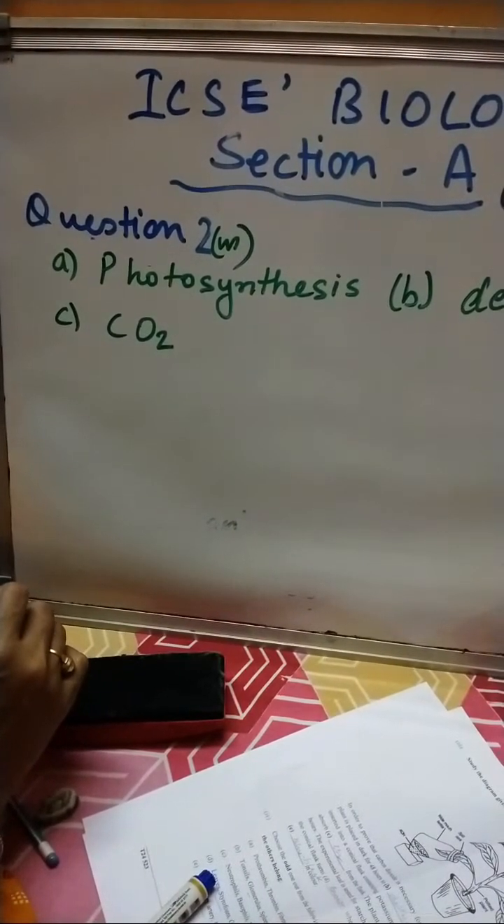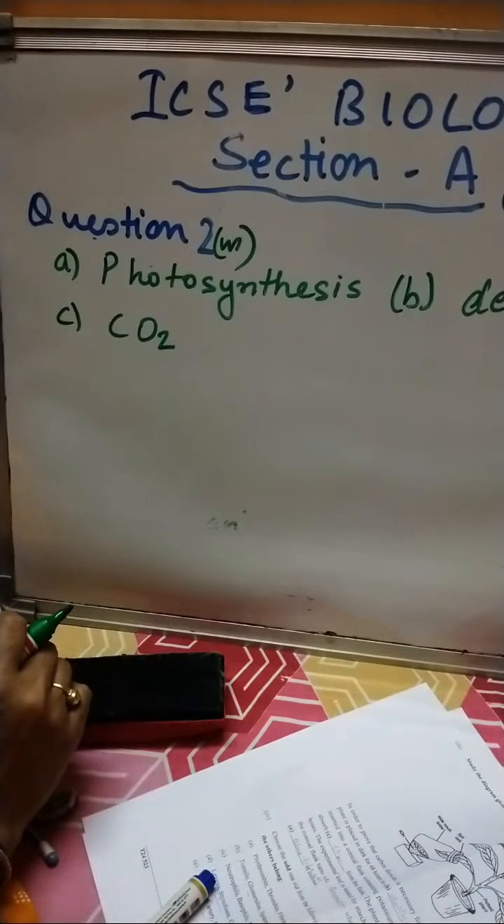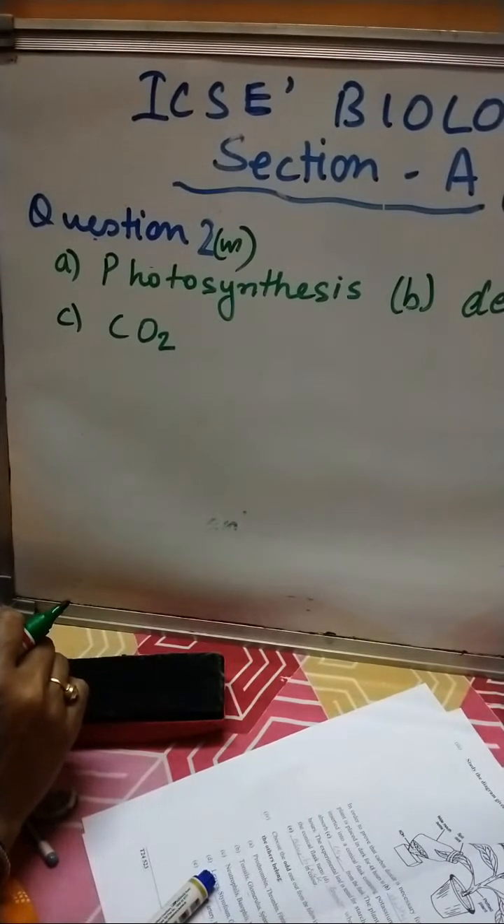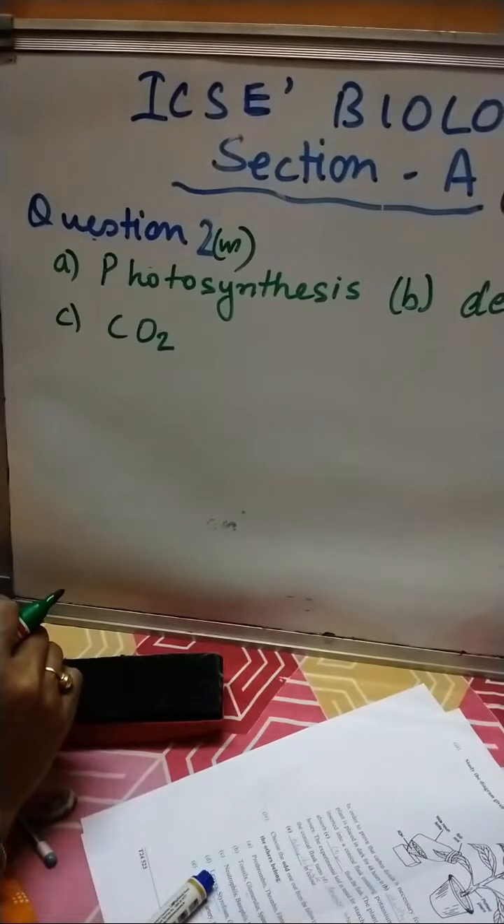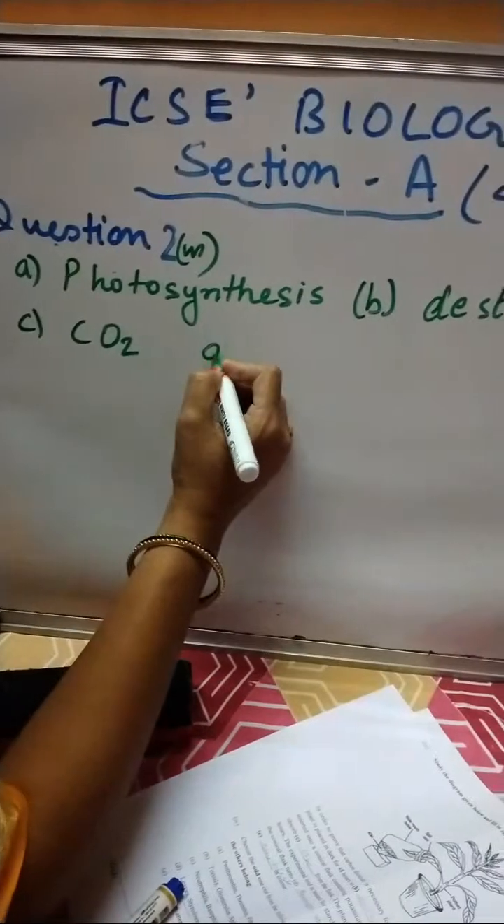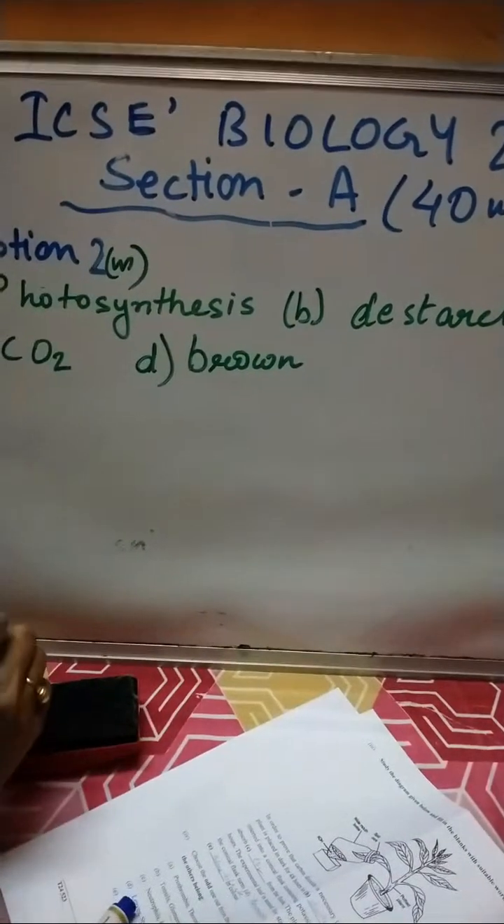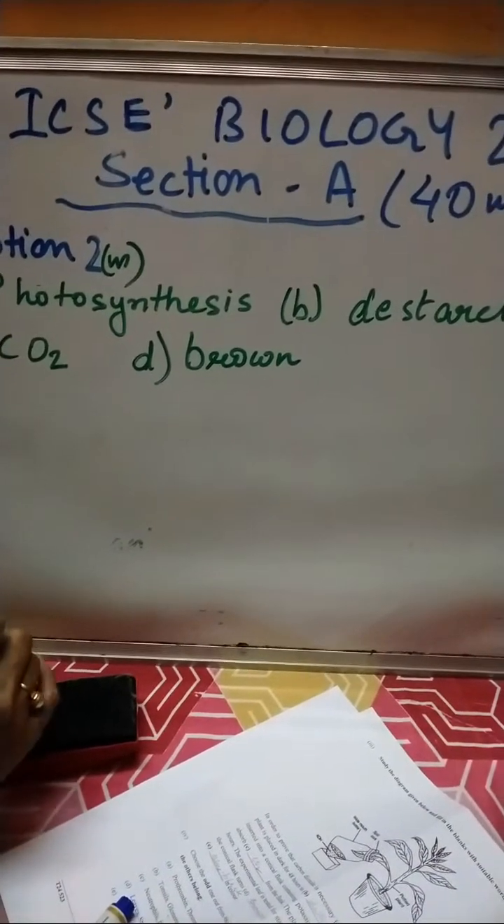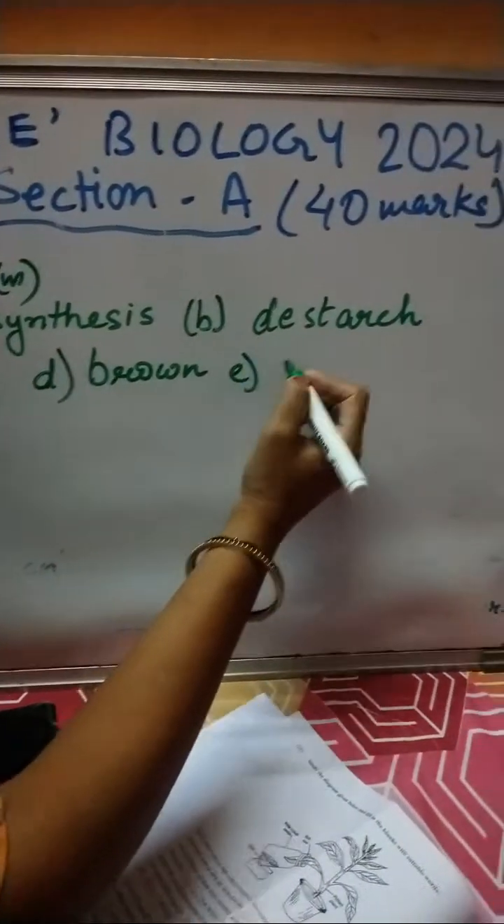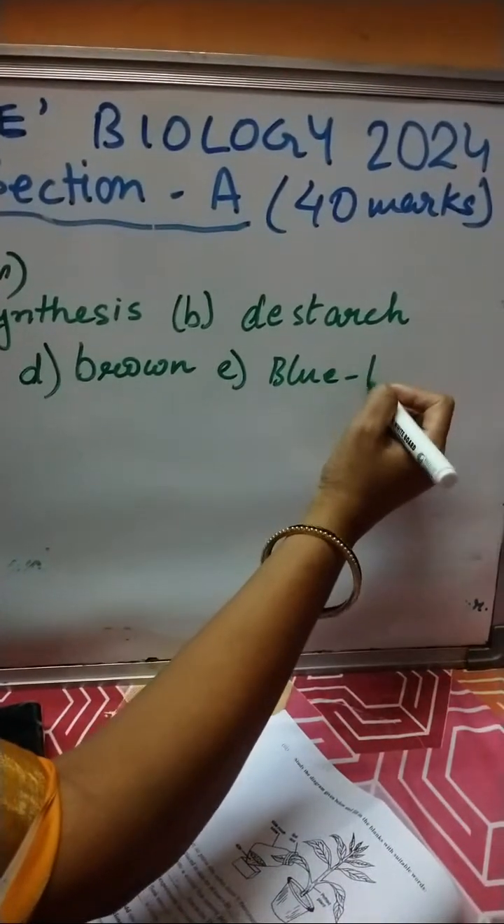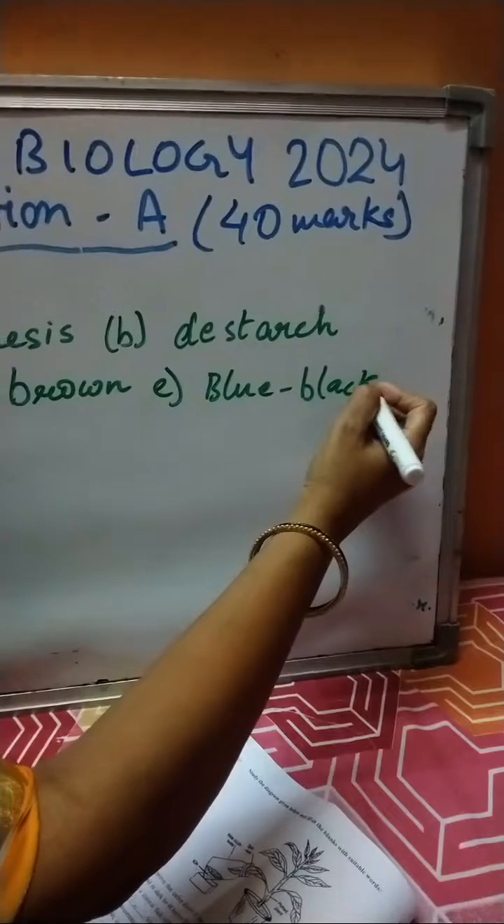Then the plant is placed in sunlight for a few hours. The experimental leaf is tested for starch. The part of the leaf that was inside the conical flask turns brown, whereas the part of the leaf outside turns blue-black. This is the answer for your question number 3, that is, study the diagram given below and fill in the blanks. So these were the options: photosynthesis, de-starch, carbon dioxide, brown and blue-black.